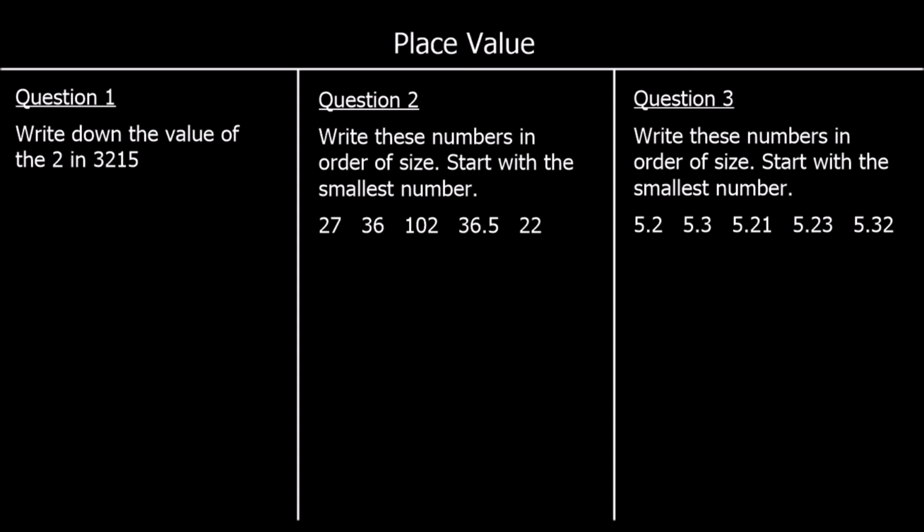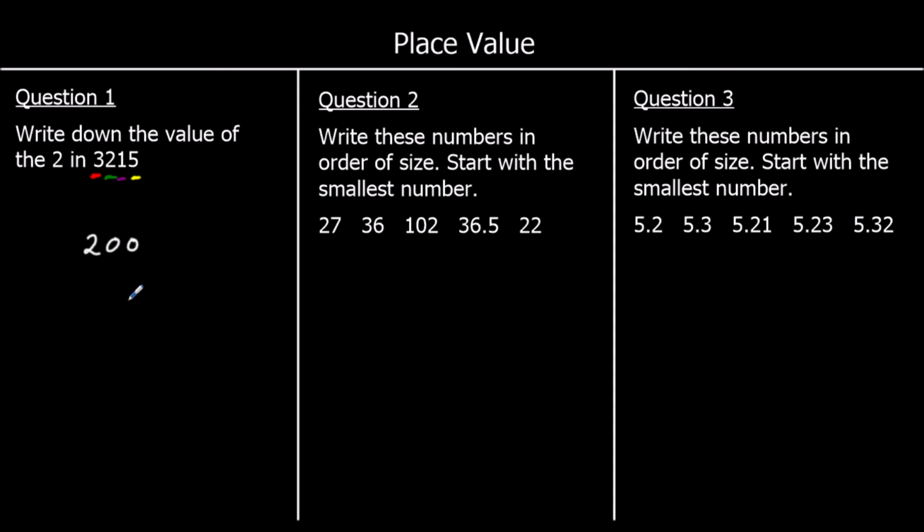Okay, 3 questions to finish up. So pause the video, give them a go, and press play when you're ready for the answers. So question 1, write down the value of 2 in 3,215. So that means we've got 3 thousands, 2 hundreds, 1 ten, and a 5. The value of the 2 is in the hundreds, so it's 200, or you could write it in words, 200.